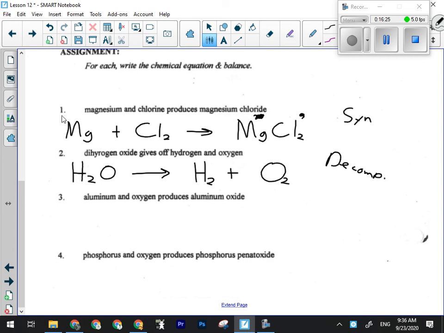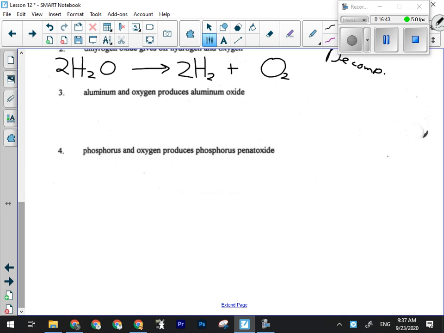Now I need to balance this thing. Hydrogen's already balanced. We have to go back here and balance the oxygens with a 2. When I do that, I need a 2 here for my hydrogens. I think we've seen that one like 5 times now, that same reaction.